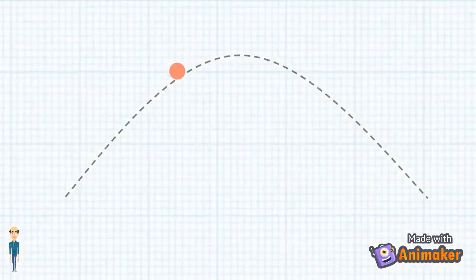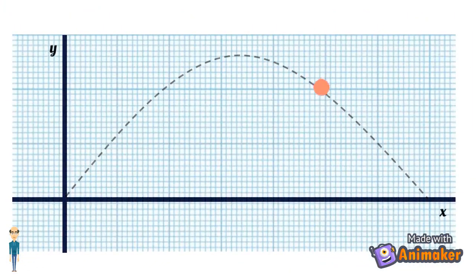Suppose we align our coordinate axis such that the motion of the projectile is totally in the xy plane. Let the vertical direction be aligned with the y-axis and the horizontal be the x-axis. Also, let's place the origin at the point from which the projectile is launched. And let's further assume that the projectile is launched at an angle theta 0 with the horizontal x-axis.